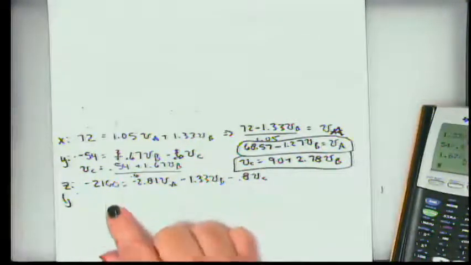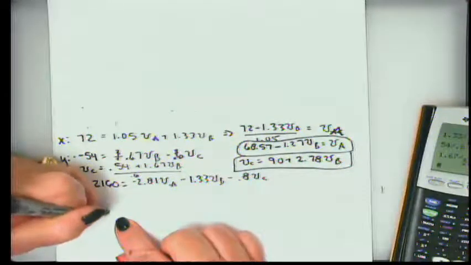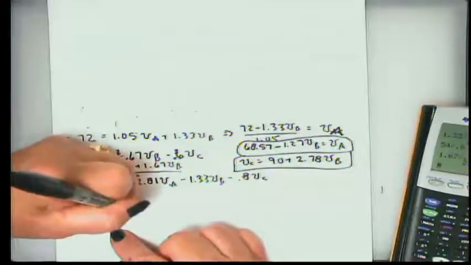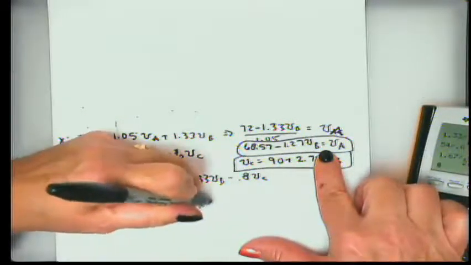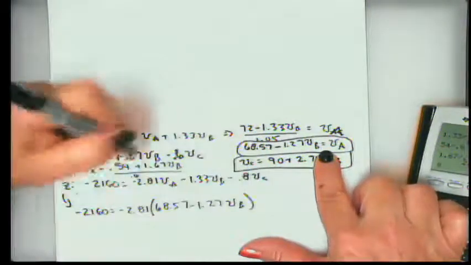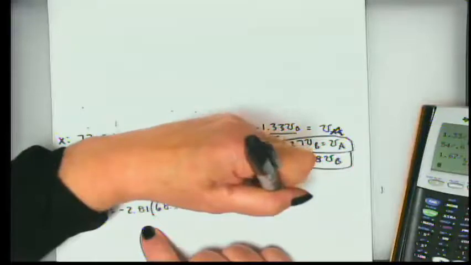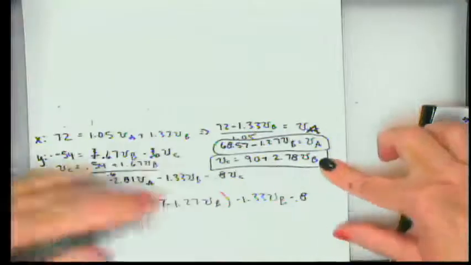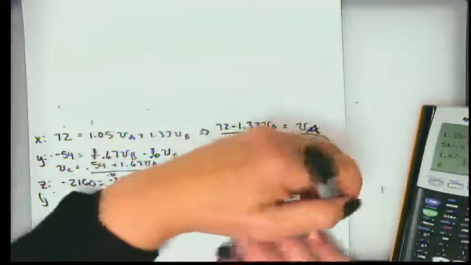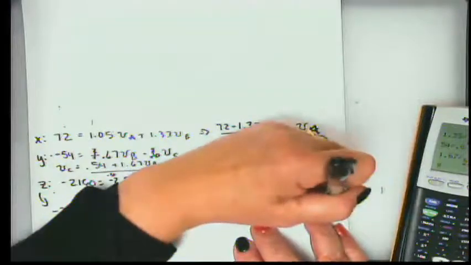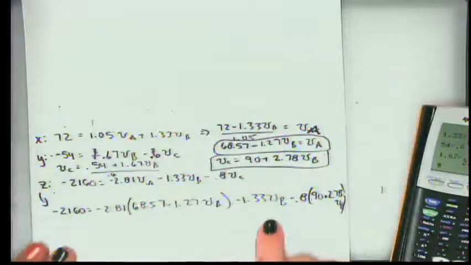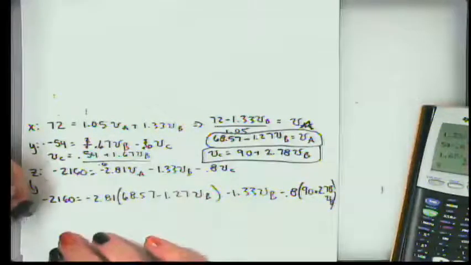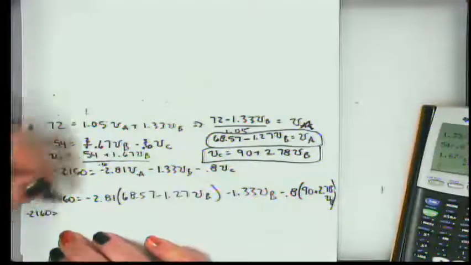So in the final thing, I'll take this equation. Negative 2160 equals negative 2.81 v sub a, which is itself 68.57 minus 1.27 v sub b, minus 1.33 v sub b, minus 0.8 v sub c, which is 90 plus 2.78 v sub b. All right, so what I have there is one equation and one unknown, which algebraically is a huge relief.